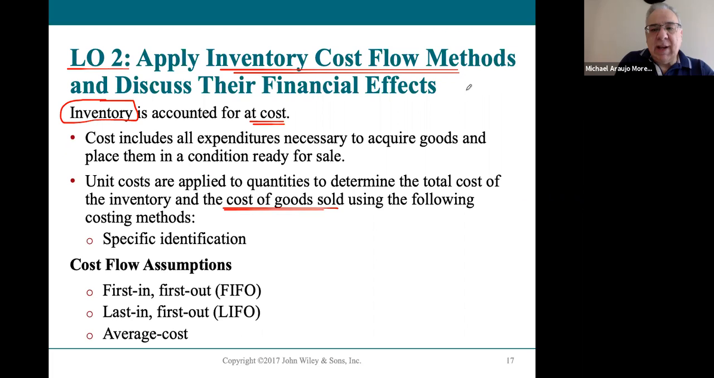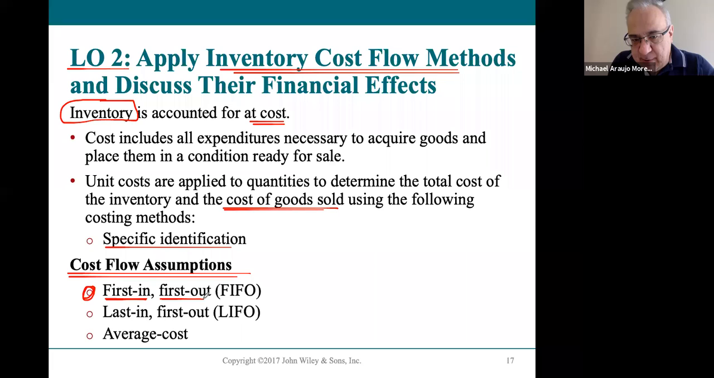One that we're not going to talk about, but is a real cost flow method, is called specific identification. It's a very unique way of costing out your inventory. It's not common, so we're not going to be looking at it. We are going to look at the three most common cost flow assumptions. The most popular, almost about half of the companies, use the first method called first in, first out, what we call FIFO. And here, the first inventory that you purchased in the store is the first inventory you sold to the customer. So it's the first one that's used for cost of goods sold. And you'll see that in a moment.